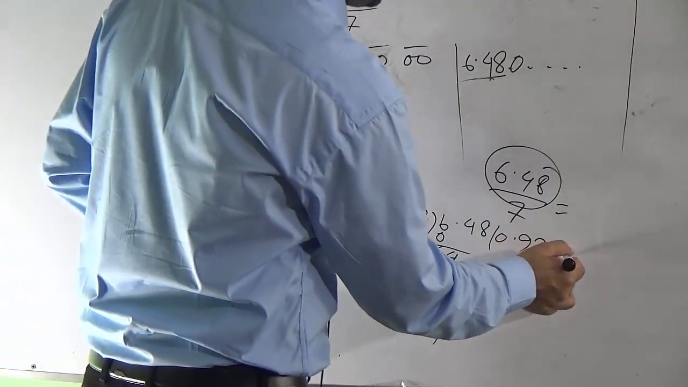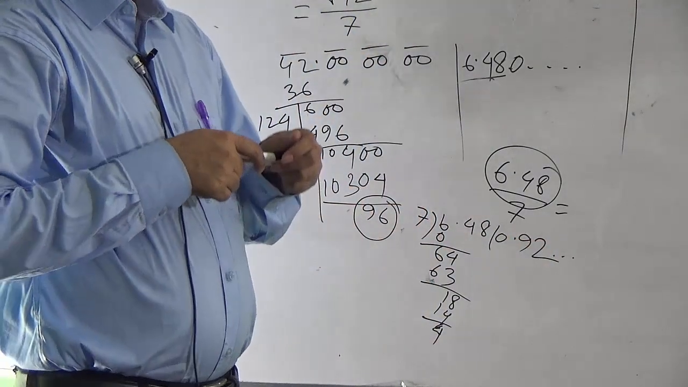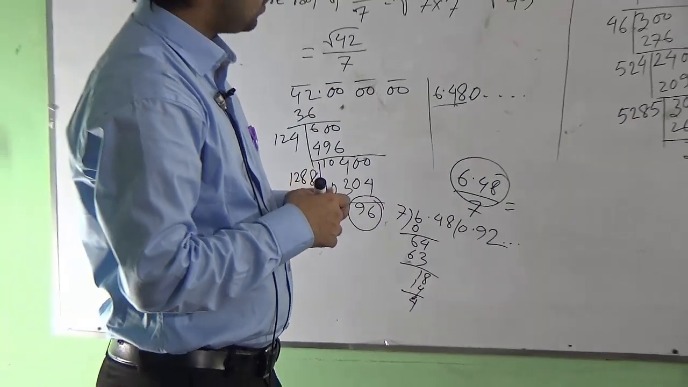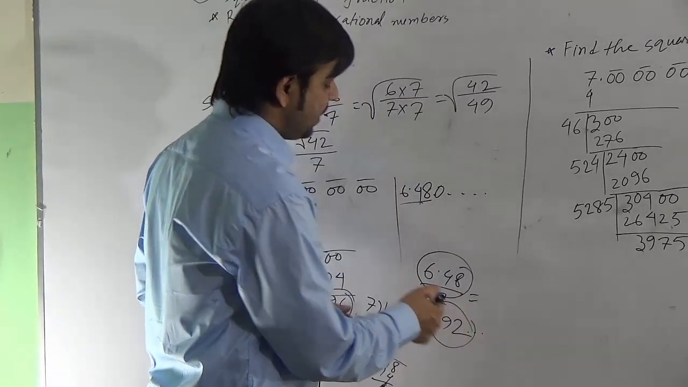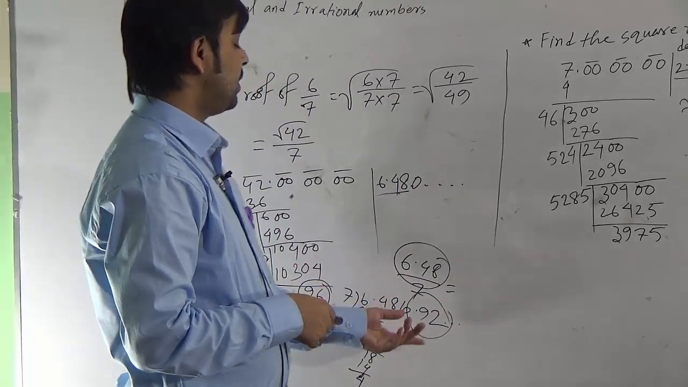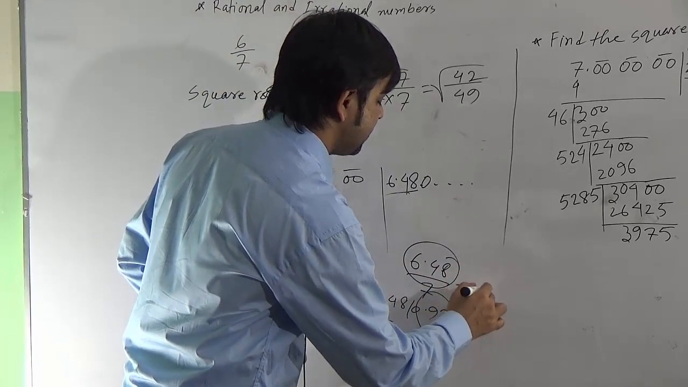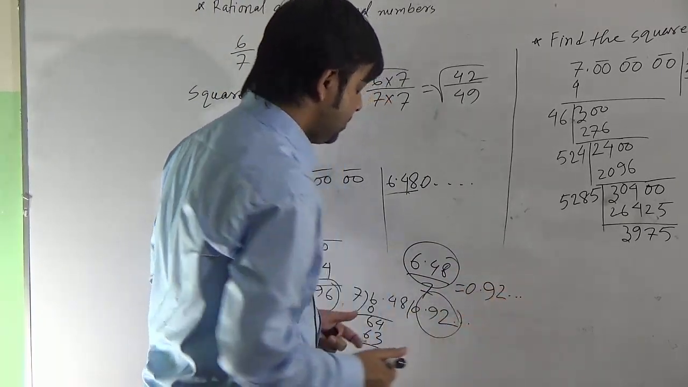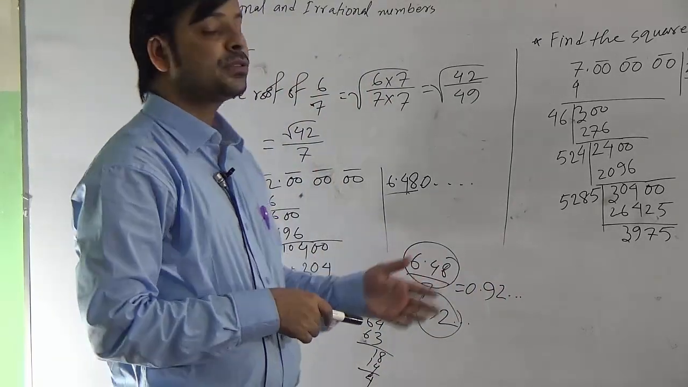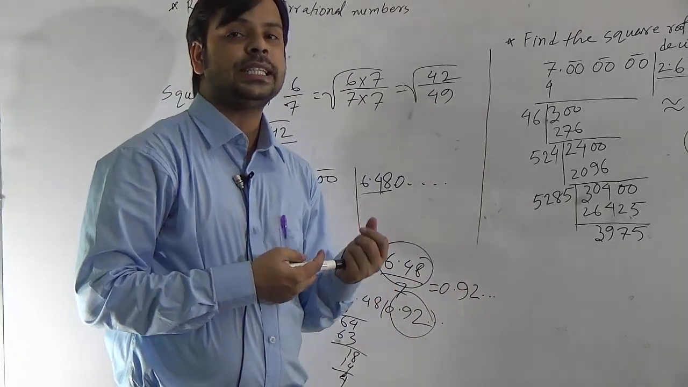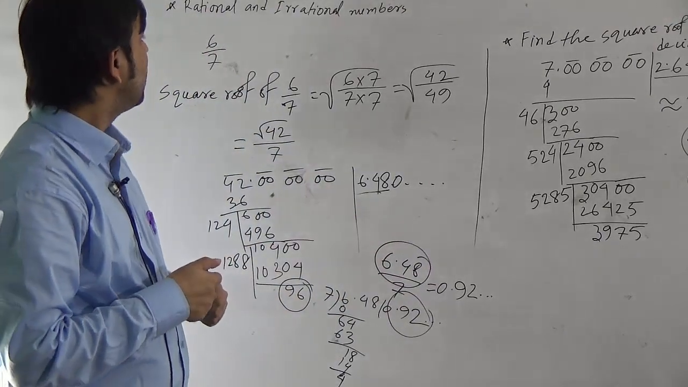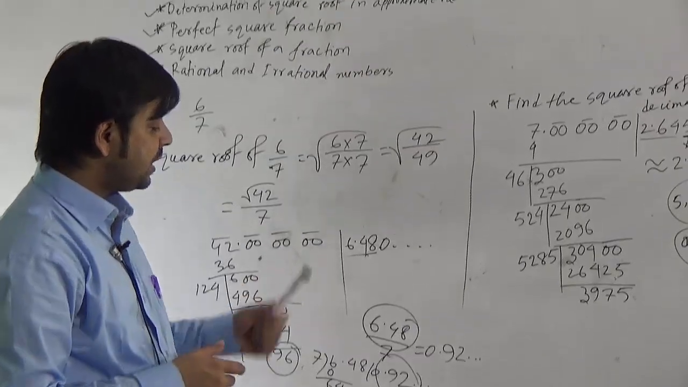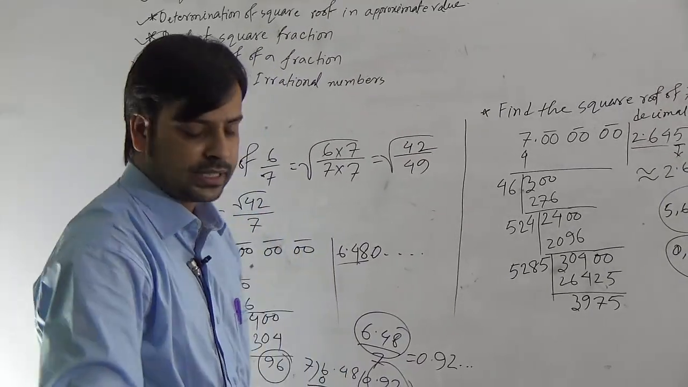In this way, this will continue. It means 0.92 something. In this way, you will get the decimal fraction. So the required number you can write 0.92. In this way, this will continue. You can write up to 2 digits or 3 digits after the decimal. This is the square root of a fraction. In this way, you can do the square root of a fraction.